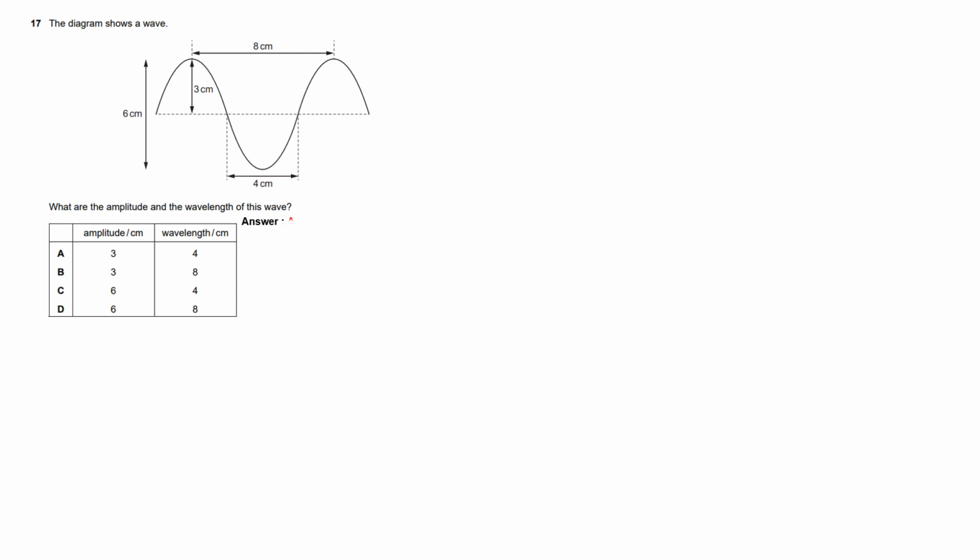Question 17. Amplitude is measured by the maximum displacement of a point from its position of equilibrium. Wavelength is the distance between two successive crests or troughs of a wave.